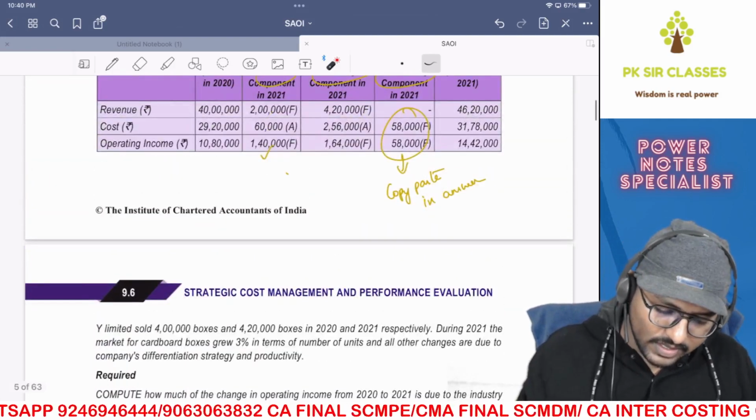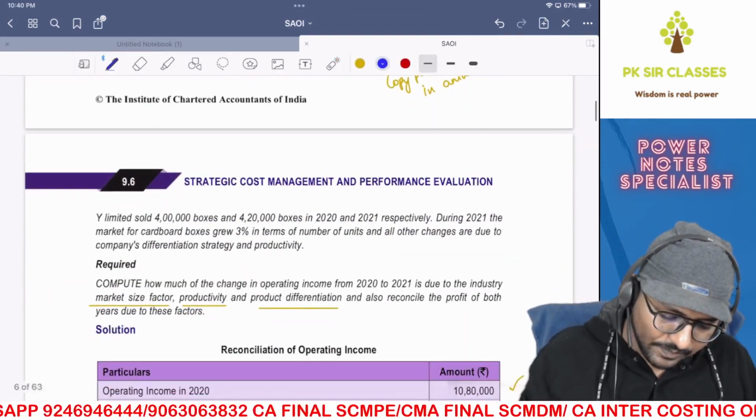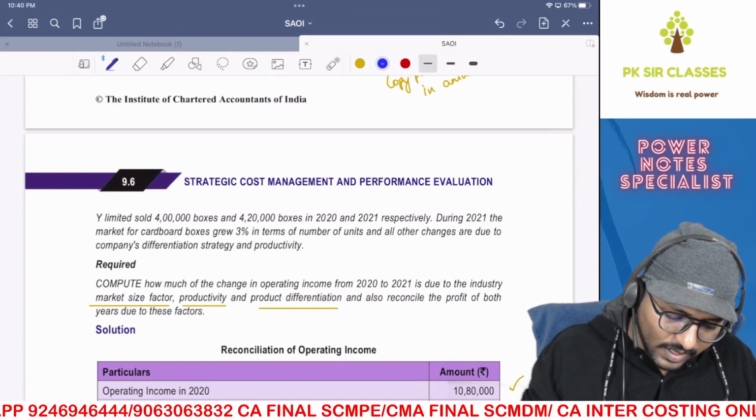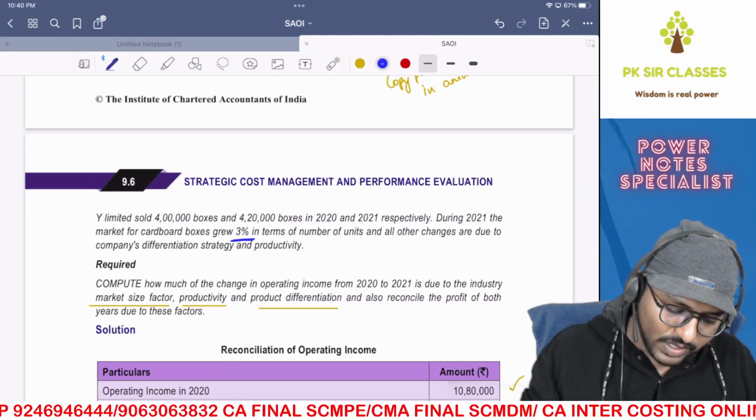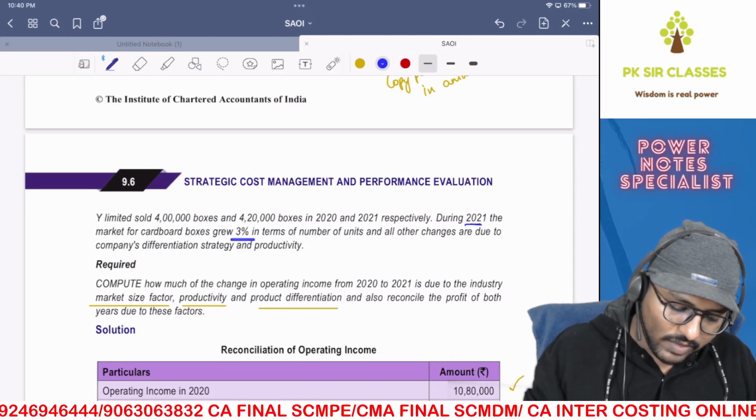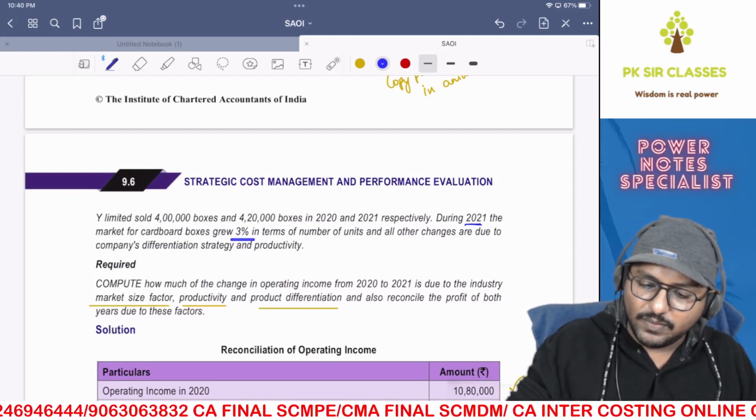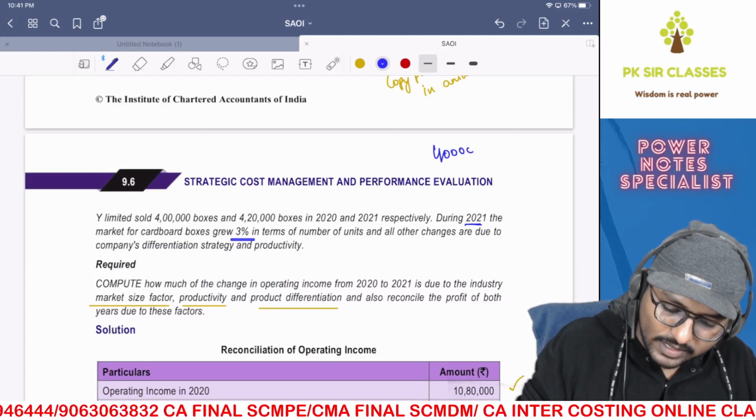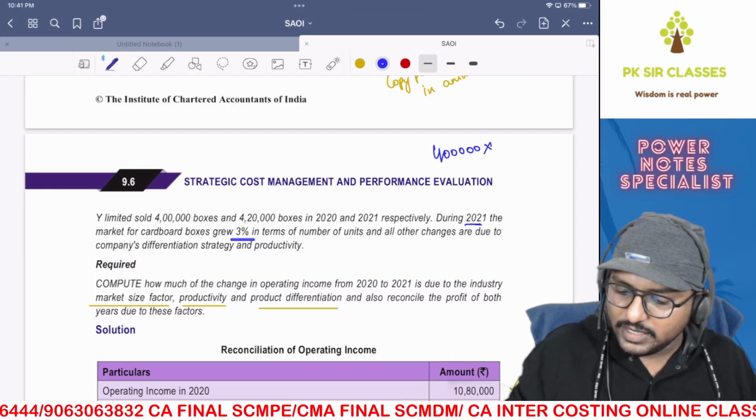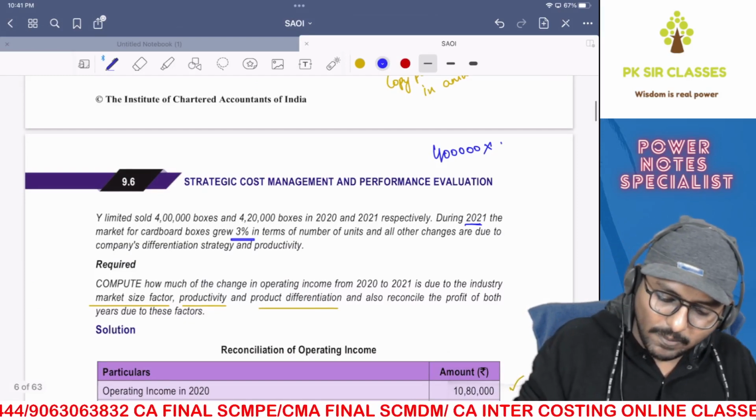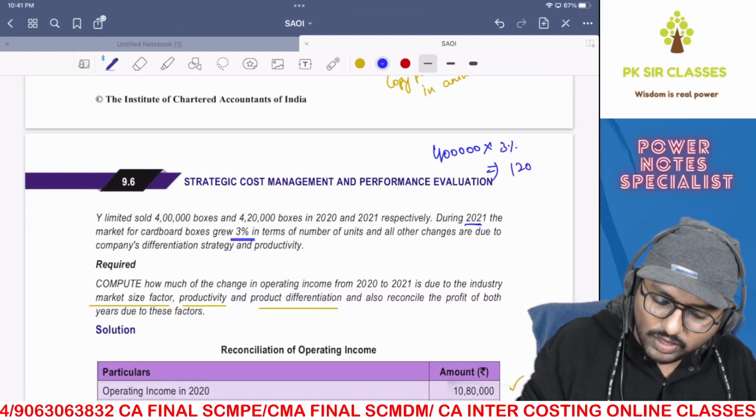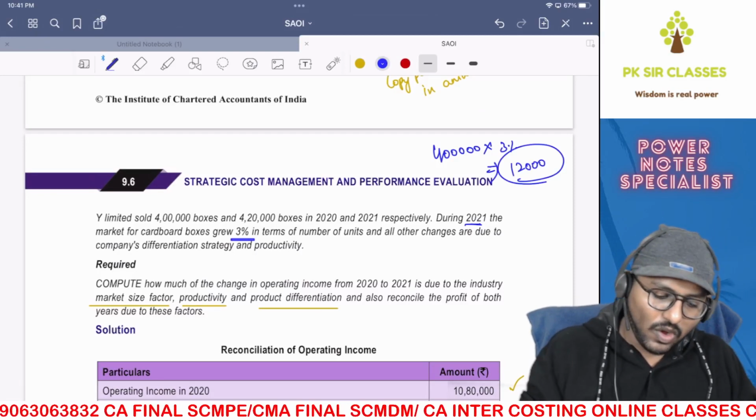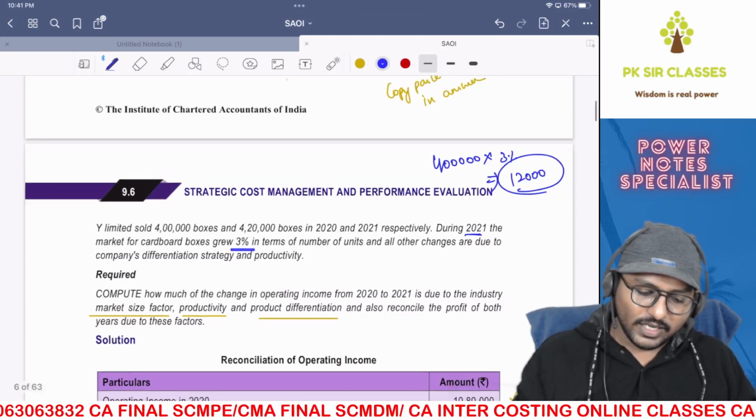Now that is also very easy once you know the logic. If you can see here, he said market size has grown by 3% in 2021 when compared to 2020, correct? So 2020 is how much? 4 lakhs, right? 4 lakhs into, it has increased by how much? 3%, which means 12,000 units has increased because of market size, correct?